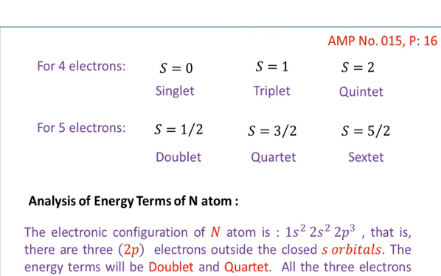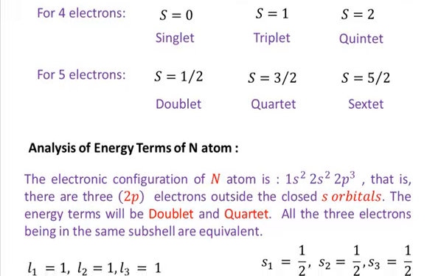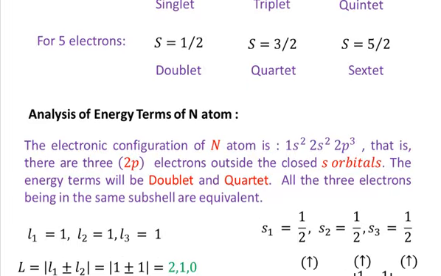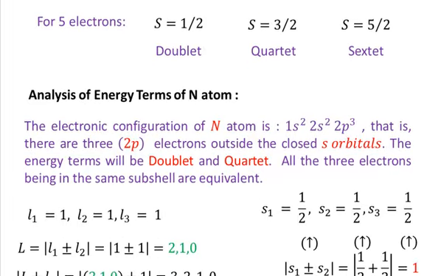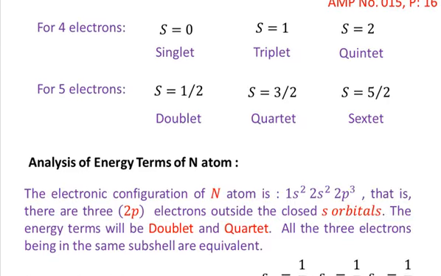So you see, up to 5 electrons, I have given you the descriptions and the term symbols and also the names of the terms along with the values of the spin quantum numbers. The names of these terms are after the multiplicity. That is, according to the value of the multiplicity, we name the terms. For example, if the multiplicity is equal to 1, the term is called a singlet. If the multiplicity is equal to 2, the term is called doublet, and so on and so forth.